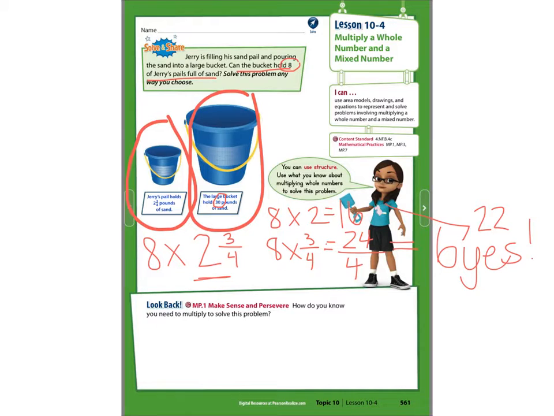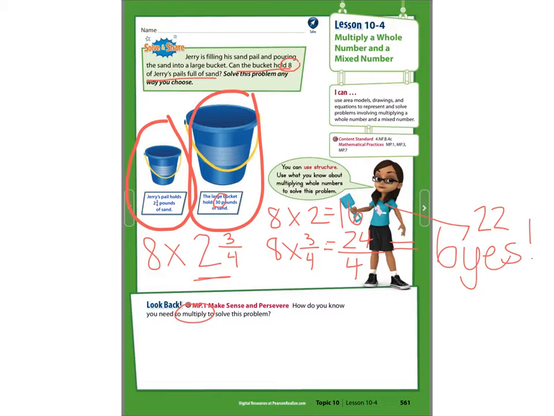I'll give you about 10 seconds to make sure that you have a paper that matches mine. Okay, let's take a look at our look back. The look back says, how do you know that you need to multiply to solve this problem? So we need to go back up to our solve and share, and we need to identify which part of the problem gives us the clue to tell us that our operation is going to be multiplication.